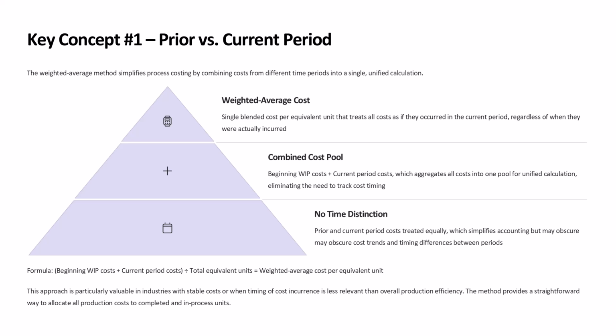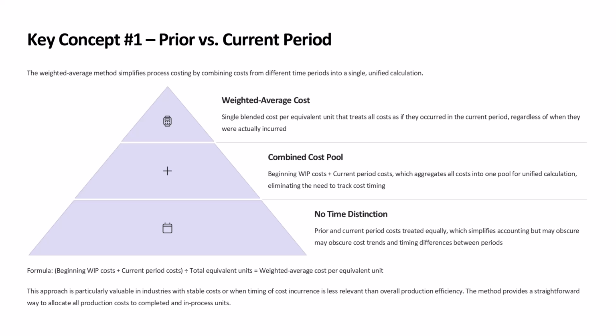This approach dramatically simplifies calculations compared to FIFO, which must track separate cost layers. For manufacturers with relatively stable costs like Kimberly-Clark, weighted average provides a reasonable approximation of actual costs while requiring far less computational effort. The method creates a slight distortion when costs change significantly between periods, but most companies accept this as a reasonable trade-off for simplicity.